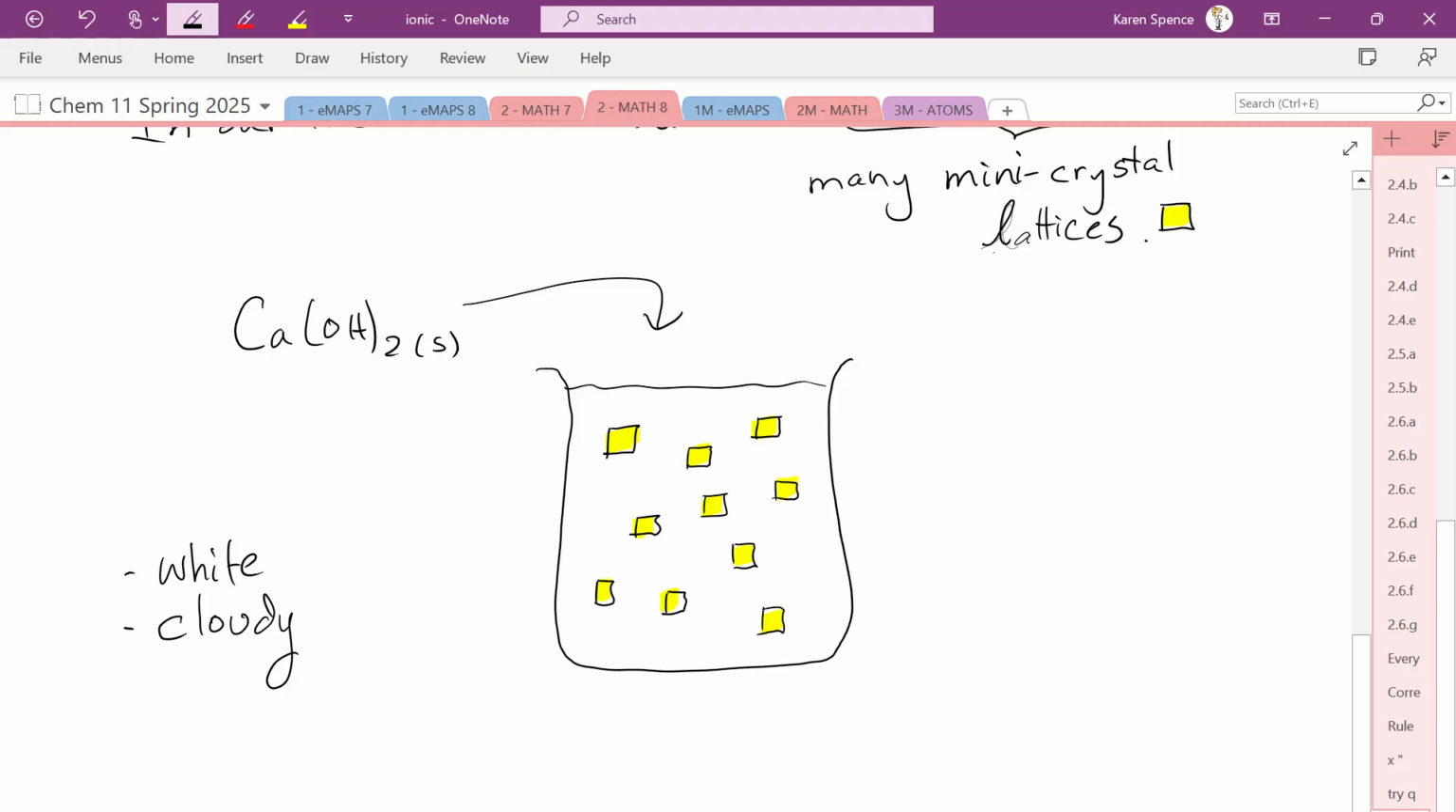Now, why is it cloudy? If we take some light, if we take a flashlight, there's our little flashlight, and we shine the light in there, some of the light will make it through, but if it hits a little crystal lattice, what will it do? It gets scattered.